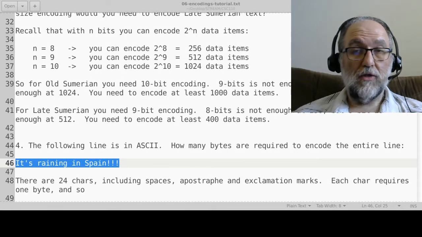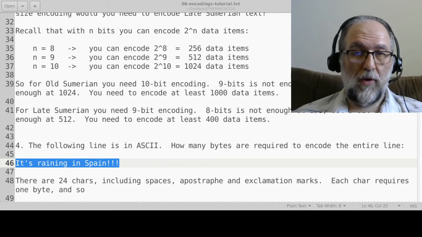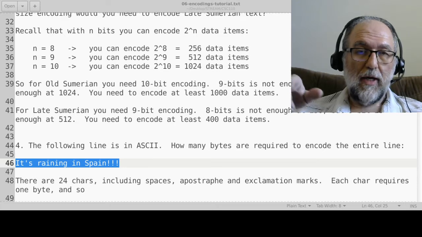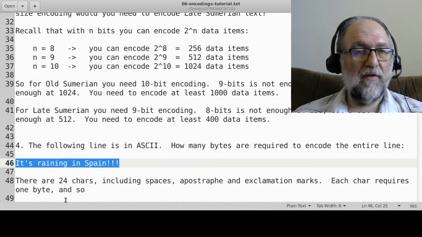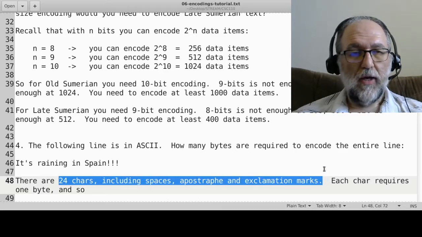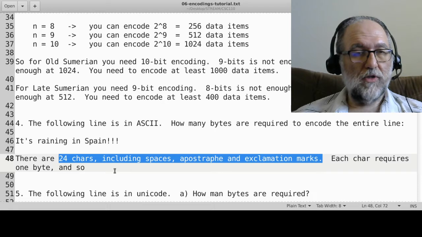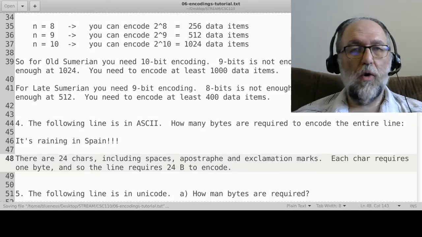Okay, and so there are 24 characters, including the 3 exclamation points. Each exclamation point is going to be another 1 byte. There are 24 characters in all, including the spaces, apostrophe, and exclamation point. And so 1 byte per character. So, whoops, I didn't say it here. So the line requires 24 bytes to encode. Okay, there you go. That answers that question.